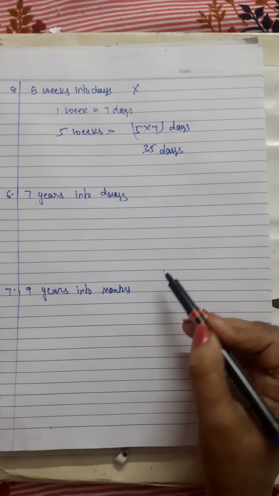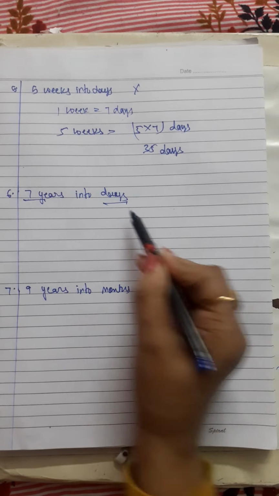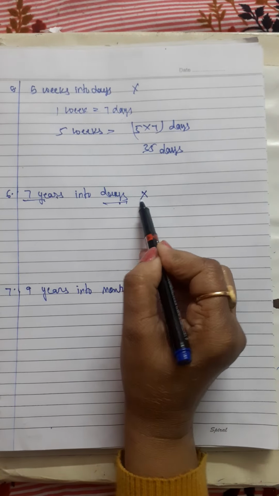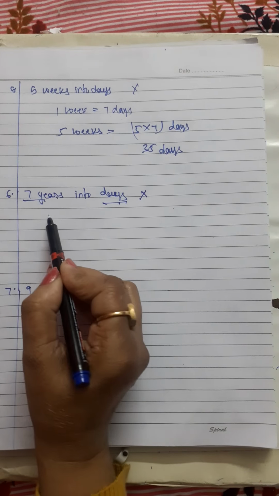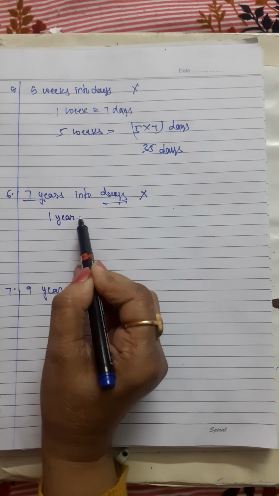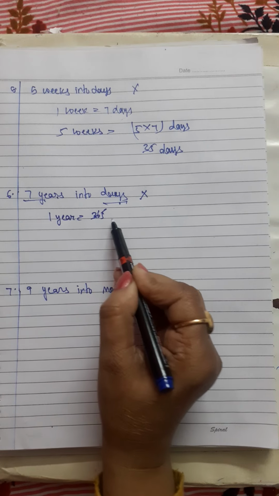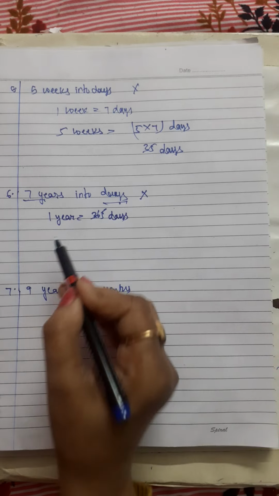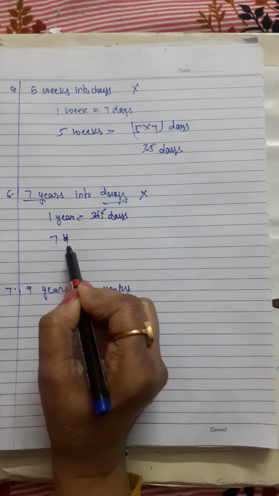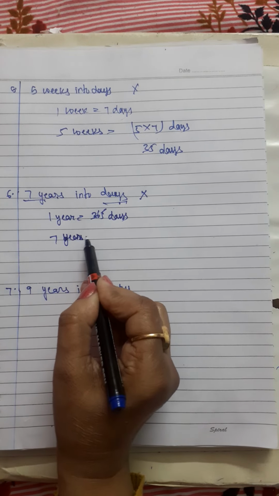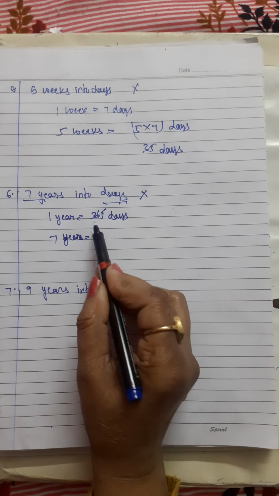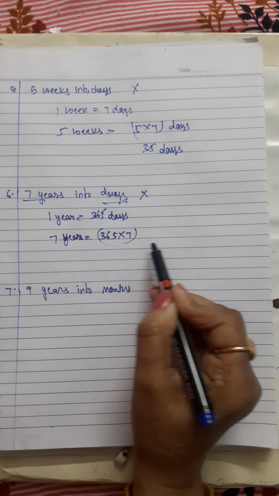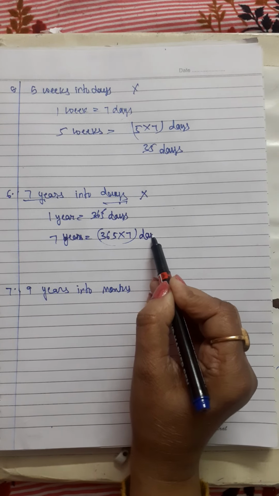Next part of the question. 7 years to be converted into days. Years is the bigger unit, days is the smaller unit. What do we have to do? We have to do the multiplication. We know that 1 year has 365 days. For this we have to multiply 365 by 7 and we will get the answer in days.